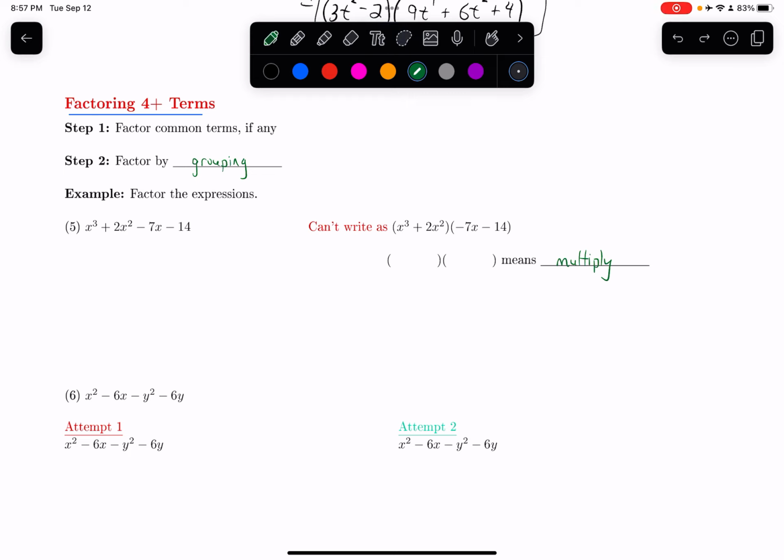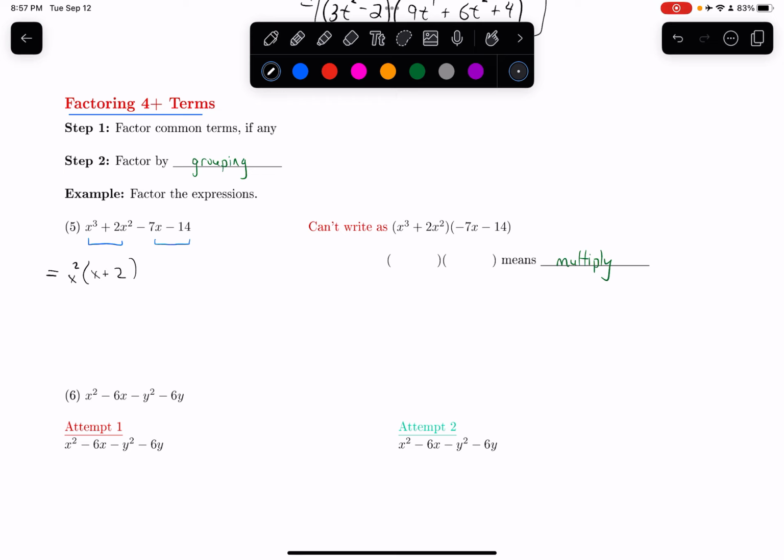Okay, so how do I indicate the groups then if I don't do that? What I like to do is I like to put this little under brace below my group. So that's my group 1, under brace below this next group. And now I'll factor each group. In the first group, they have an x squared in common. If I take that out, I'll be left with x and then plus 2.